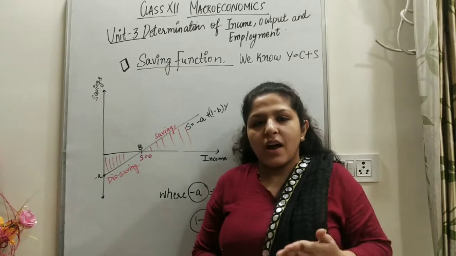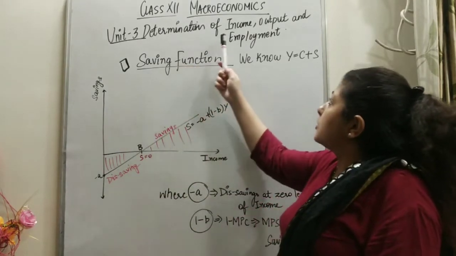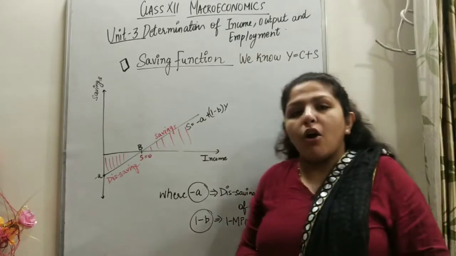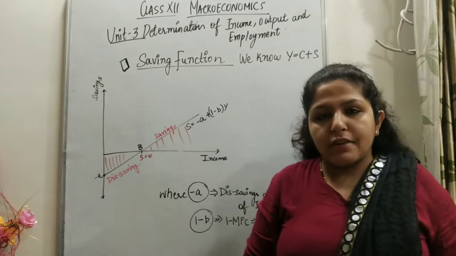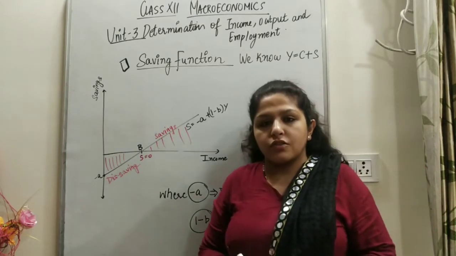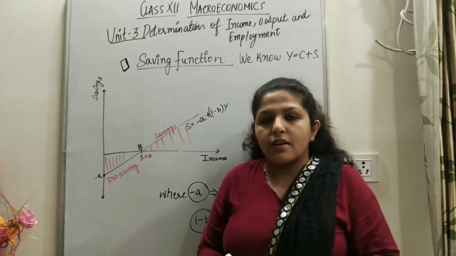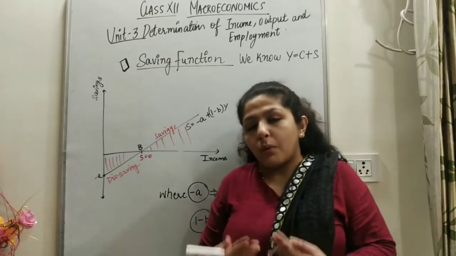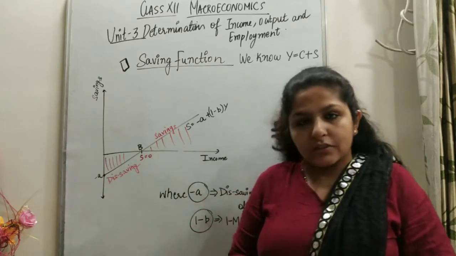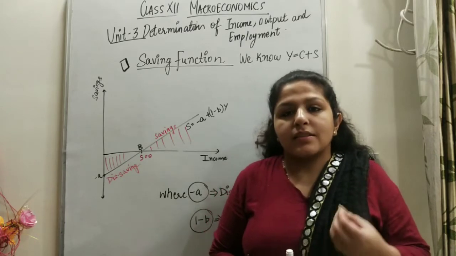So in this video I have come up with part 3 of the unit Determination of Income, Output and Employment of class 12 Macroeconomics. In today's video I'll cover the saving function and investment function, and we will understand the derivation of the saving curve from the consumption curve. And we'll know the further procedure to move in the chapter. Okay, so let's start with the saving function.